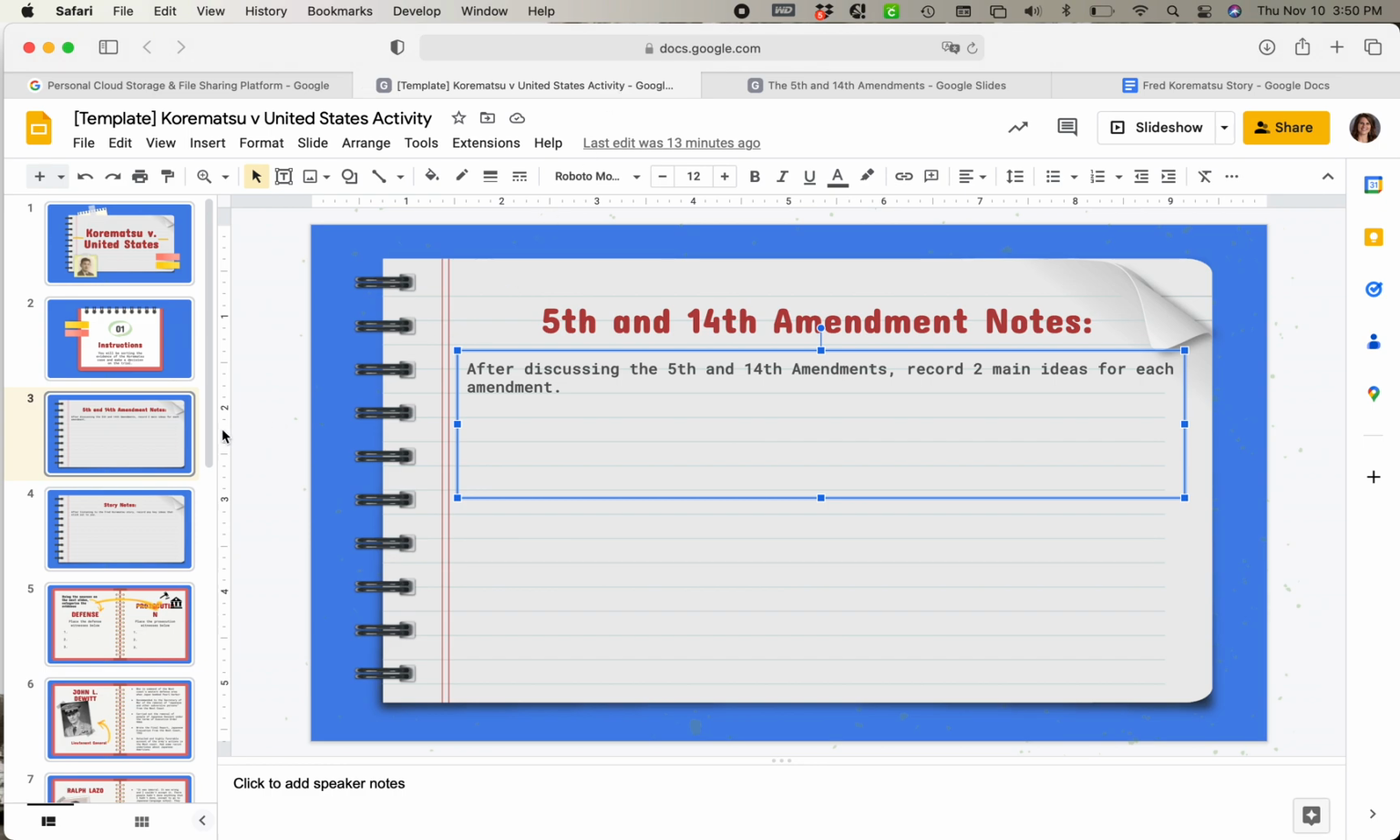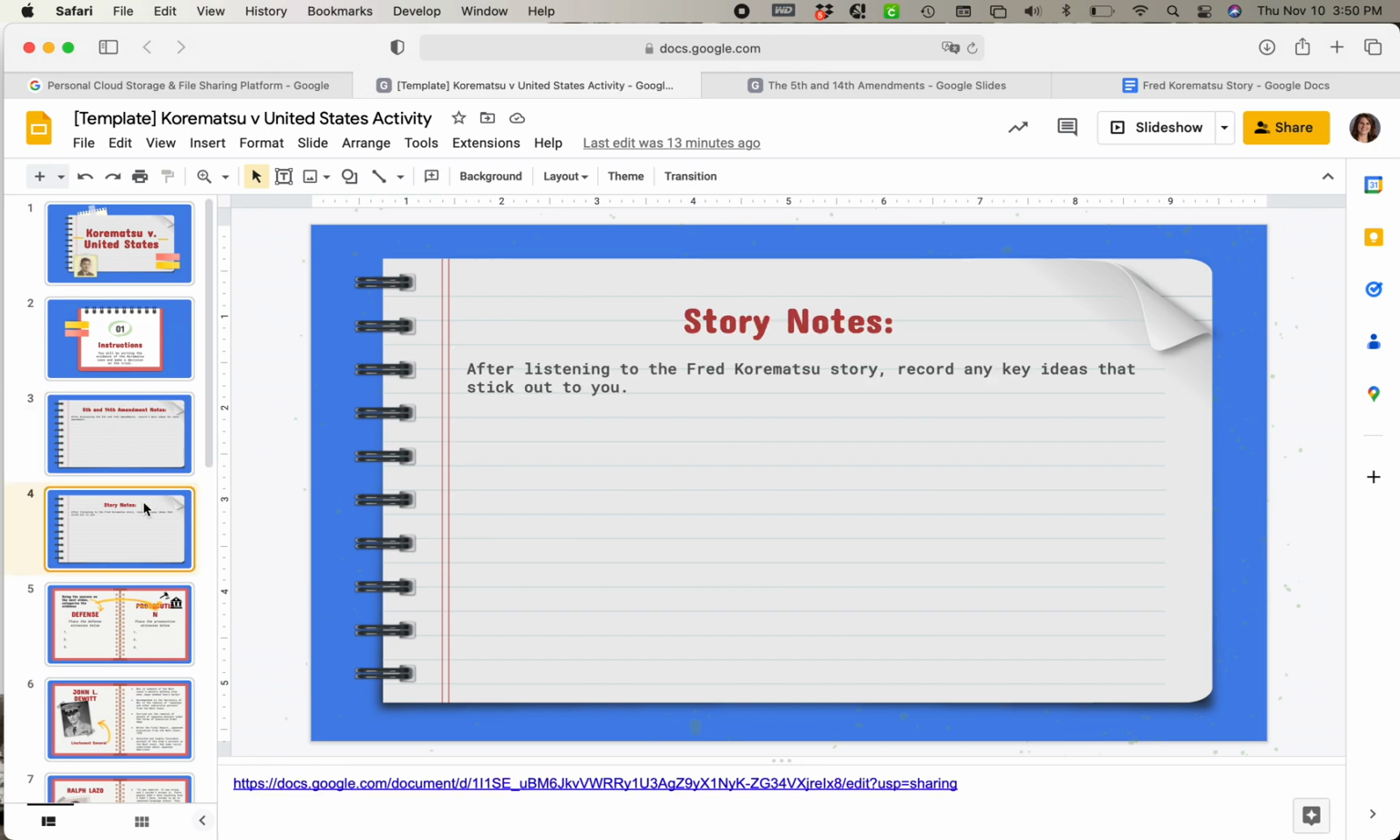Now, I am going to read the story of Fred Korematsu, and it says, record any key ideas that stick out to you. I want you guys to write down at least 5 different key ideas of the Fred Korematsu story. So like, who is he? What did he get in trouble for? What's the situation going on there? Pick out 5 things there.